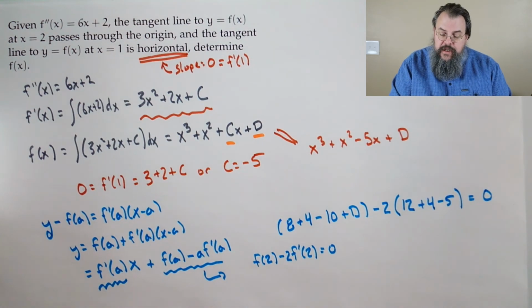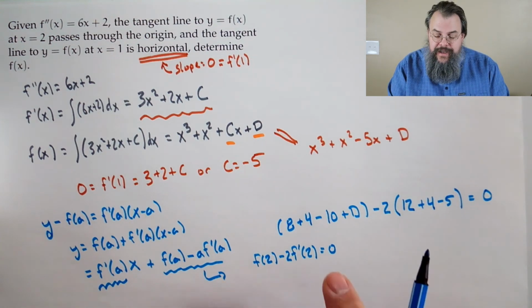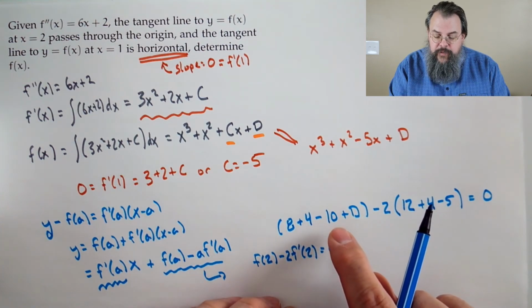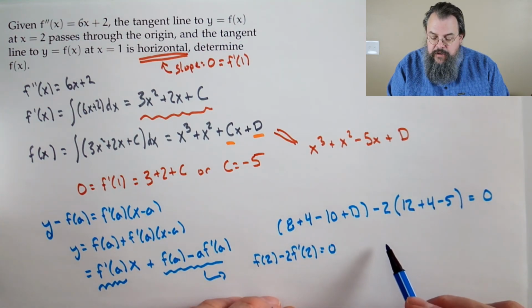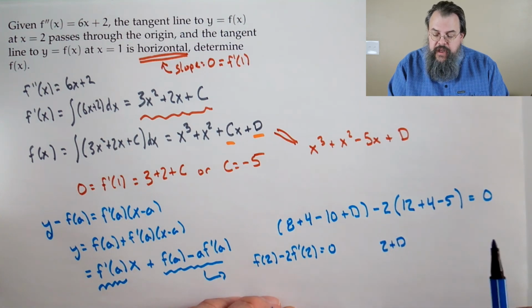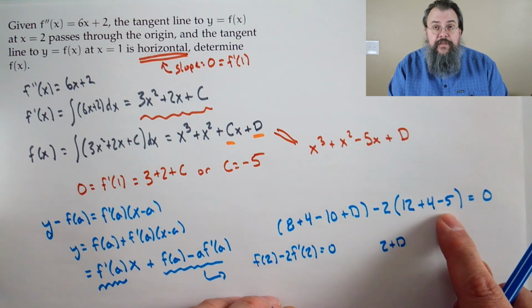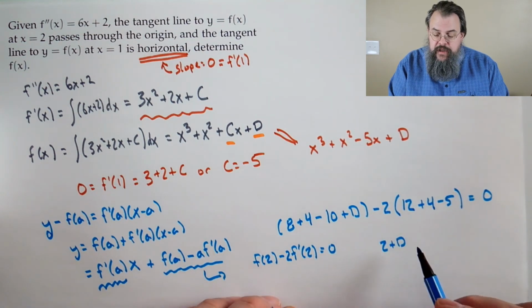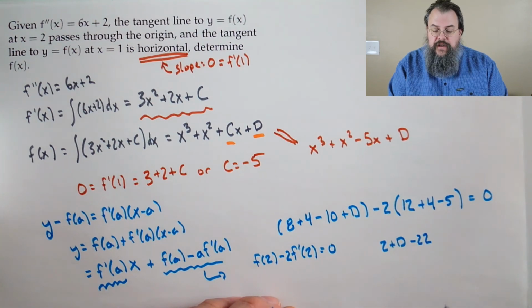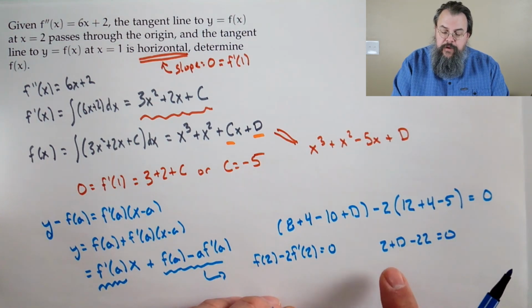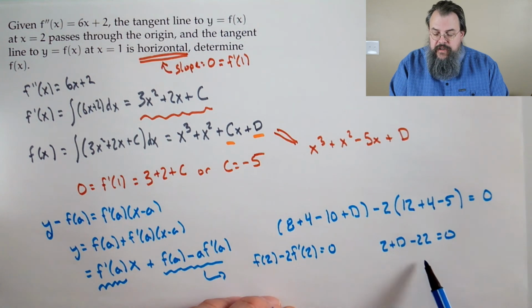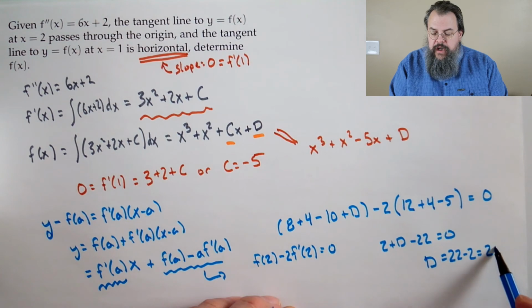Well, let's clean this up a little bit, right? 8 plus 4 is 12. 12 minus 10 is 2. So we'll get 2 plus d. 12 plus 4 is 16. 16 minus 5 is 11. Times minus 2 is minus 22. And that equals 0. Okay, well, move the 2 and the 22 across. You'll get d is 22 minus 2, or 20.